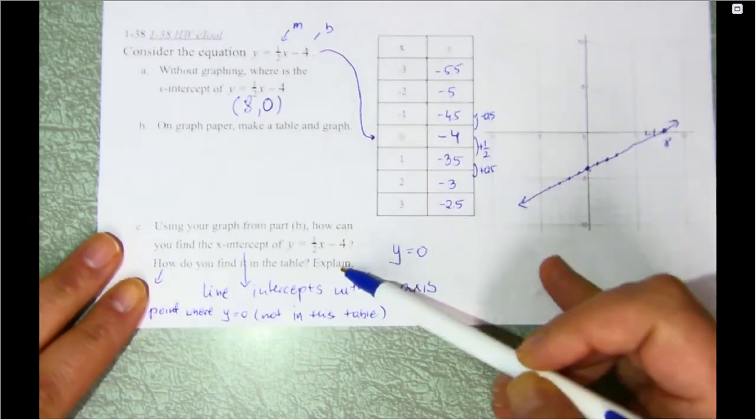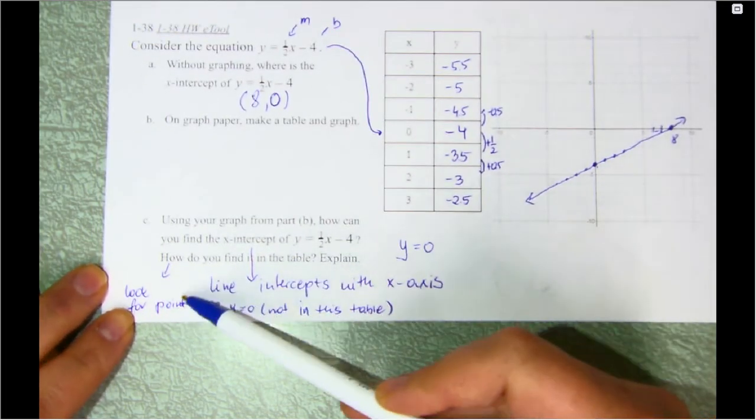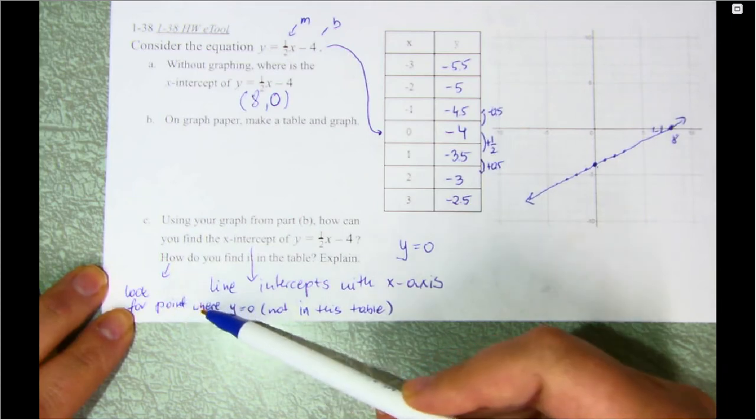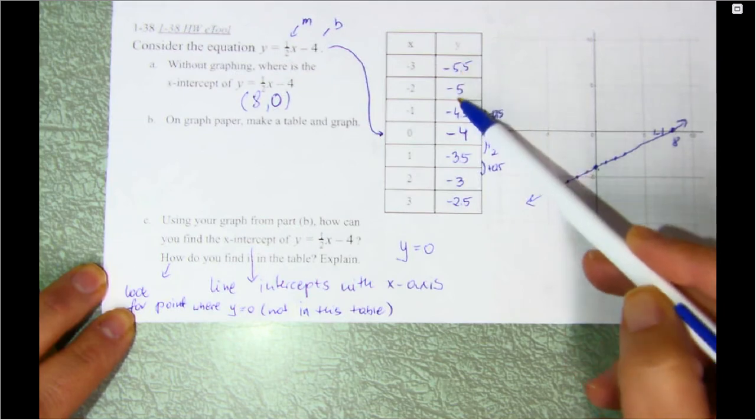Okay. Next, how can you find it on the table? Well, you have to look at where the y is 0. So you'll have to look at this side and look for 0.